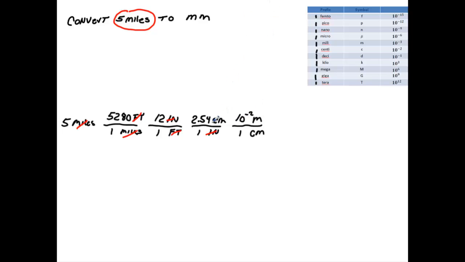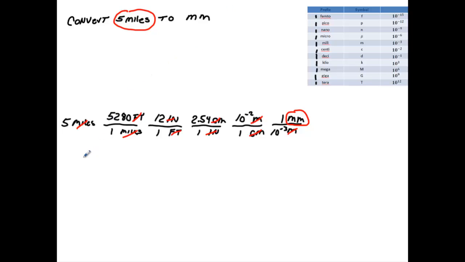So at this point, centimeters cancel out. Now I'm at meters, meters in my numerator, so I put meters down here in my denominator. And I put millimeters up here. I go to my chart, 1 millimeter is equal to 10 to the minus 3 meters. Now you look, meters canceled out, and the only unit you have is millimeters.